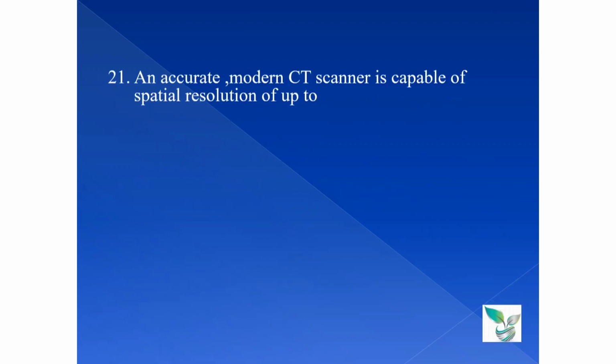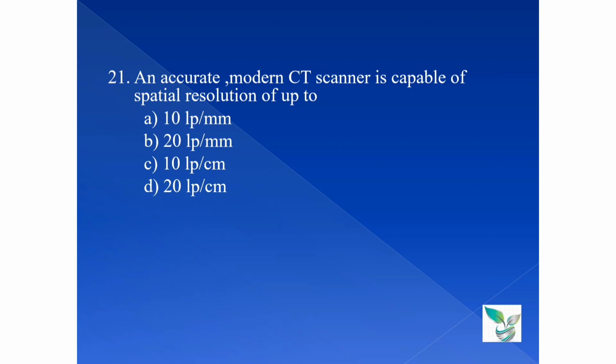So here we begin with question 21. An accurate modern CT scanner is capable of spatial resolution of up to: option A, 10 line pairs per mm, that is LP per mm, meaning line pairs per mm; option B, 20 line pairs per mm; option C, 10 line pairs per mm; and option D, 20 line pairs per centimeter. The answer is option D, 20 line pairs per centimeter.